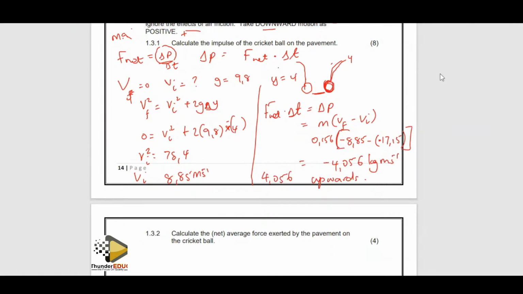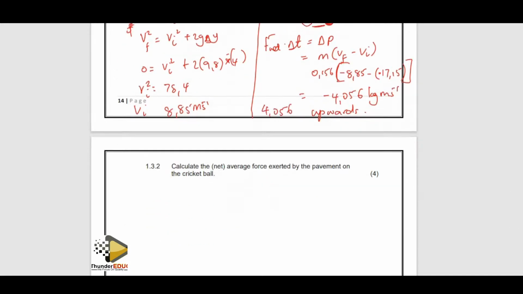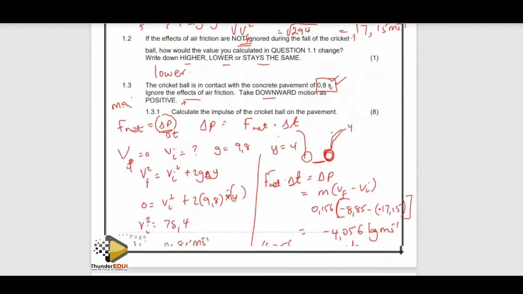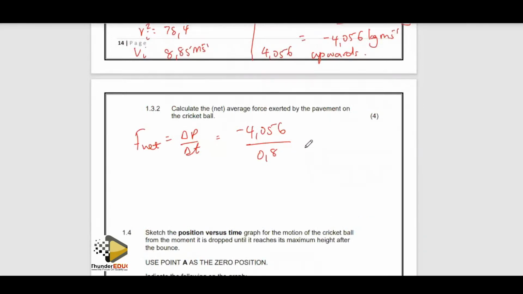Okay, then 1.3.2, they want us to get the net average force that is exerted. Since we know that our F net is delta P over delta T, our change in momentum is the negative 4,056, and we're dividing it by the time. The reaction time was 0,8 seconds from the information that we were given. So we divide it by 0,8.